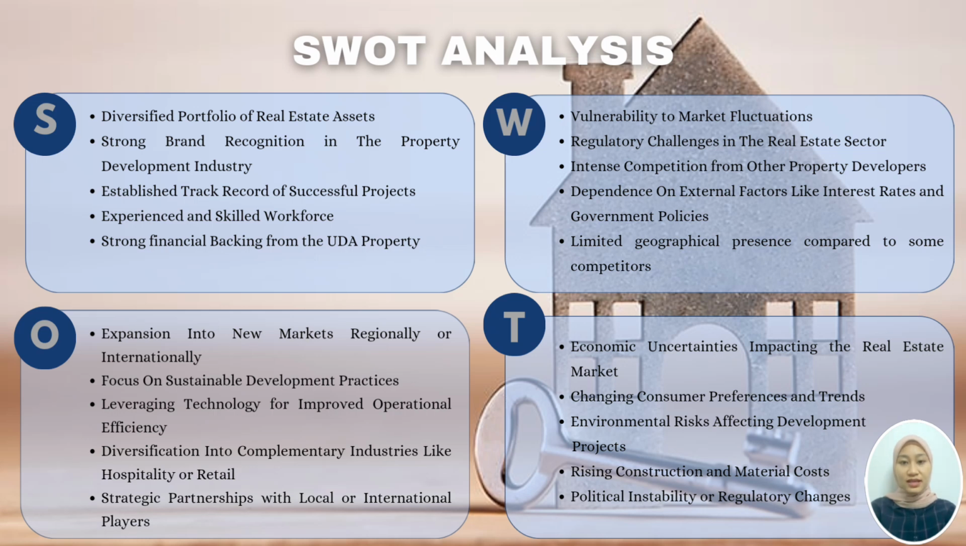We move into the next, W, weaknesses of UDA Property. The first weakness is vulnerability to market fluctuation. Economic downturn or changes in market conditions can impact the company's revenue and also the profitability. The second weakness is regulatory challenges in the real estate sector. Compliance with complex regulation can slow down projects and also increase the cost.